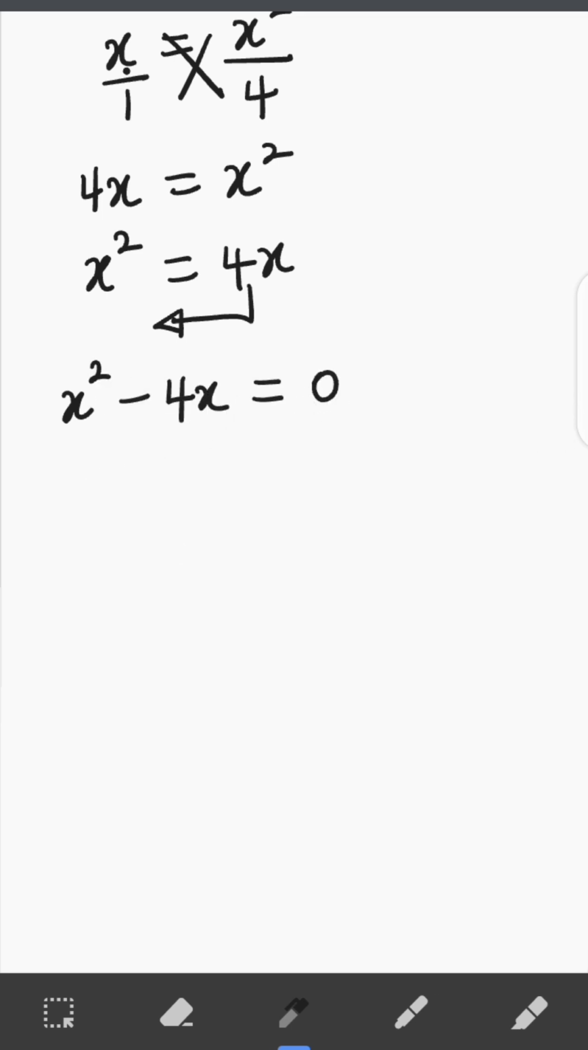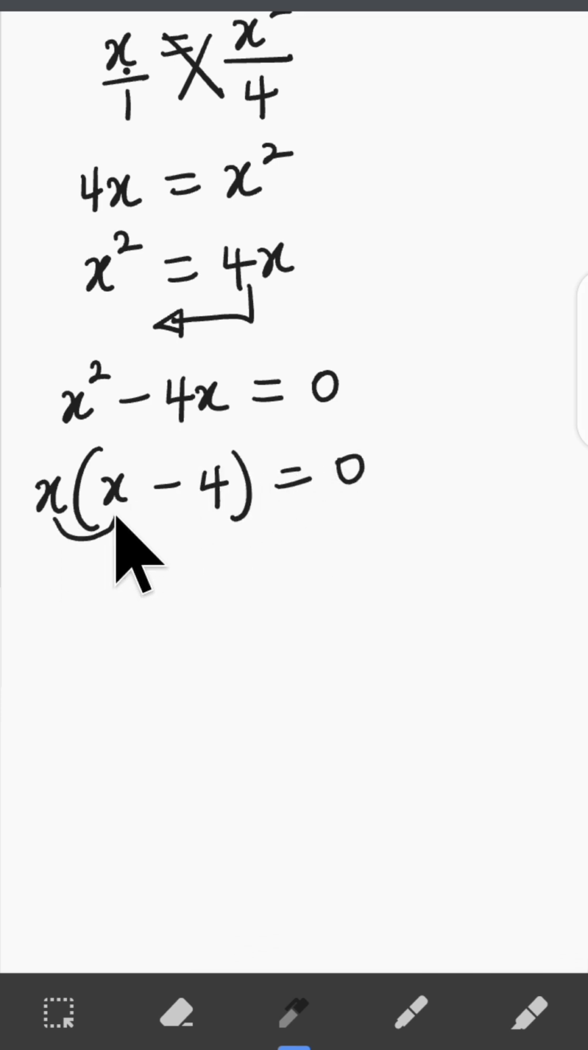Now if you look at this quadratic equation we have right here, you can see x is a common factor for both terms in the left hand side, so I can actually factor out x. When I factor out x, I'll be left with x minus 4 equal to 0. As if to say x times x is x squared, and x times minus 4 is minus 4x, right? So that process we just did is called factorization. Now at this very point, you can see we have x times x minus 4.